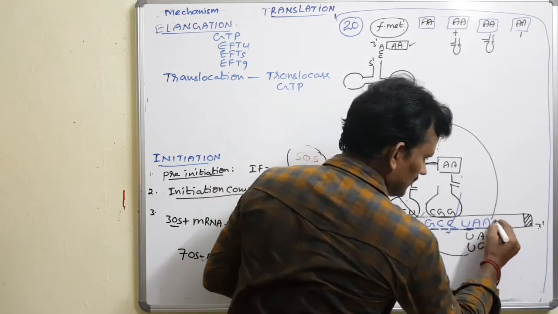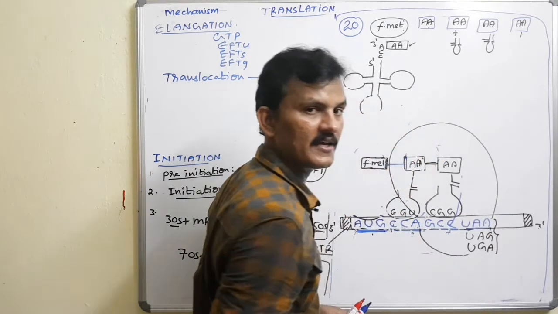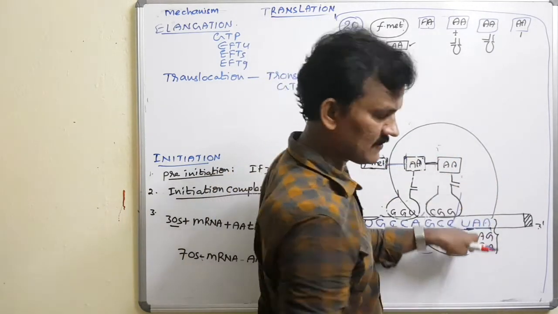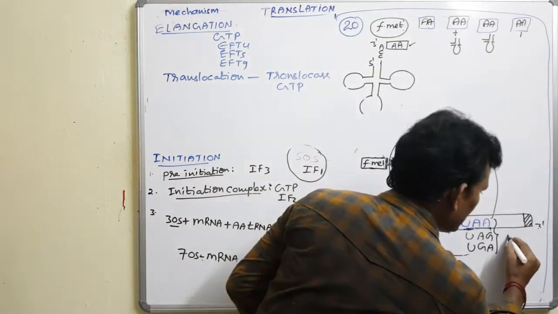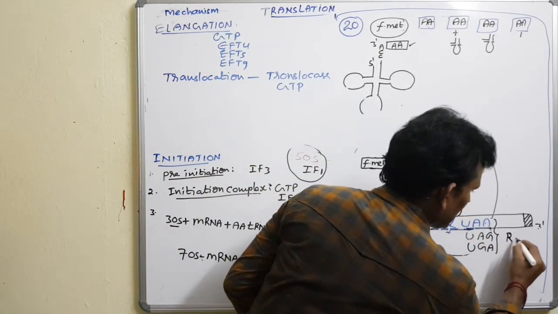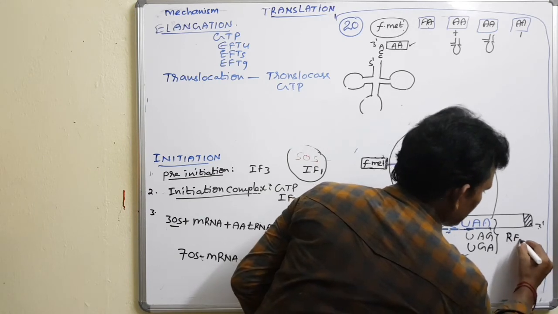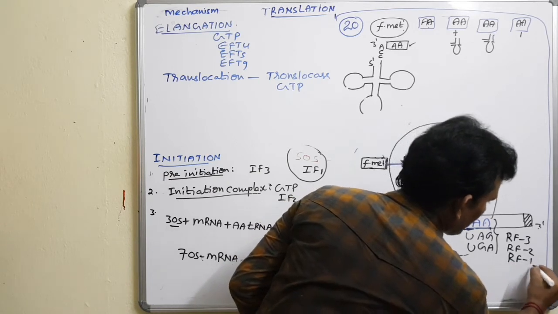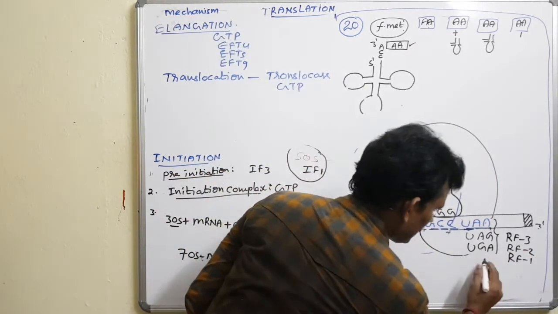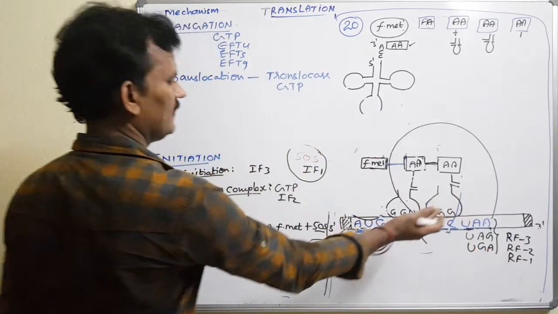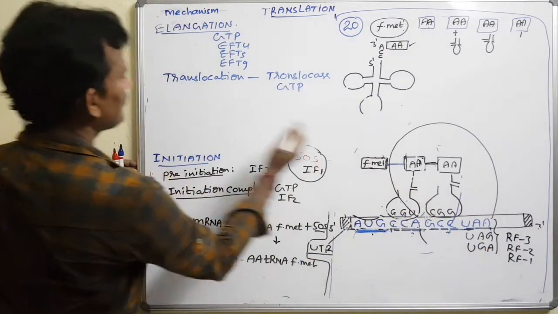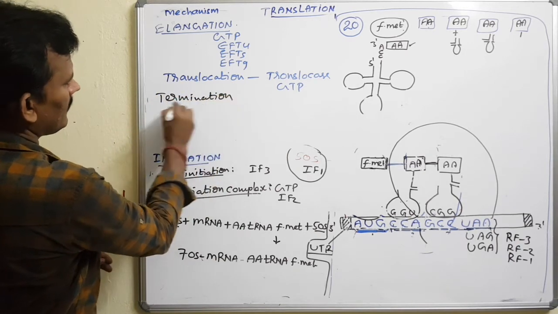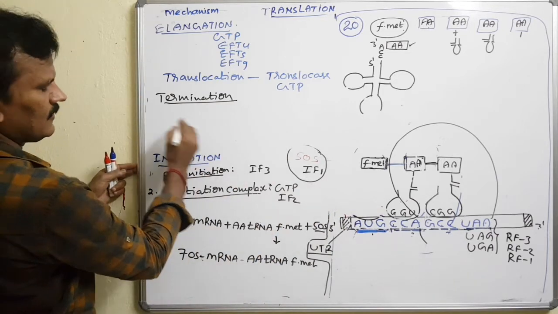But the stop codons noticed on the mRNA need factors. What are the releasing factors? When the process stops, this process is released. So release factor 3, release factor 2, and release factor 1 are needed. Let me explain the mechanism of release factor 3. This is the termination process. In the termination process, what are the factors?